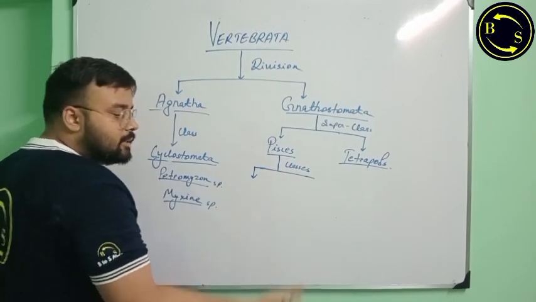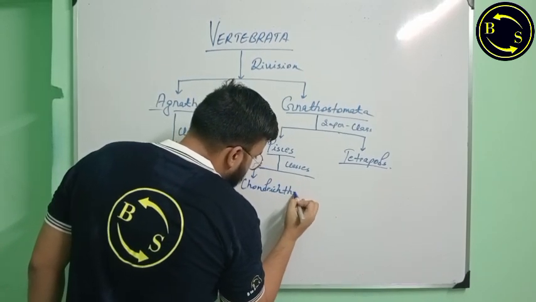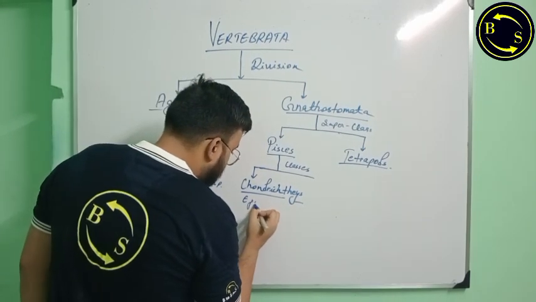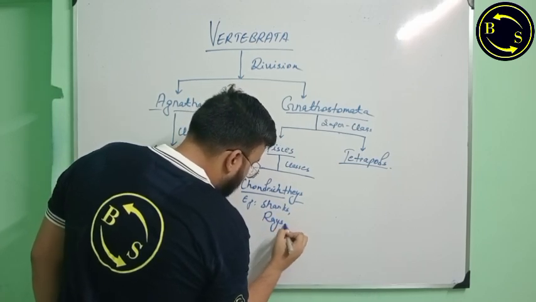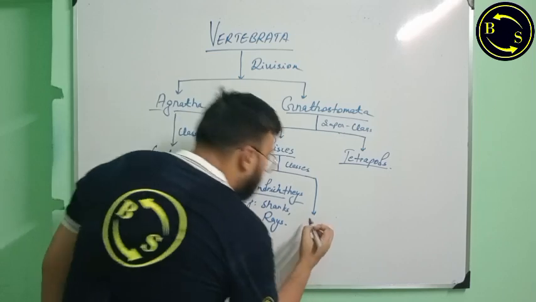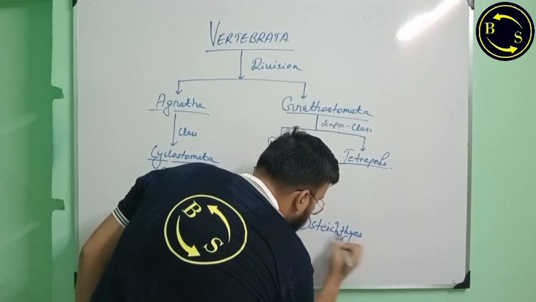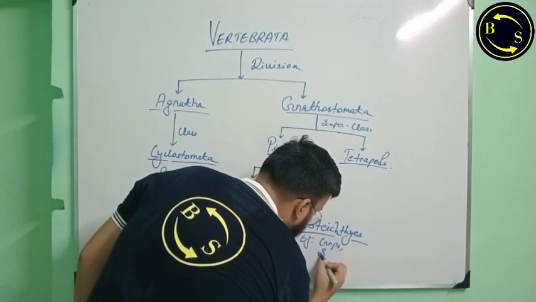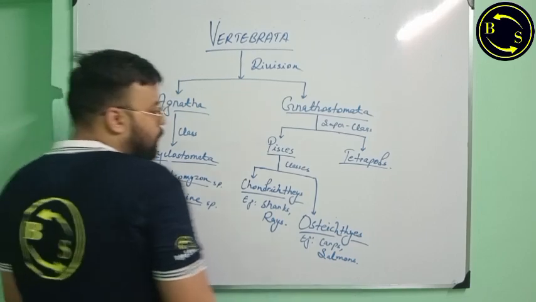Okay. Under fishes we have two classes. One is the cartilaginous fish called chondrichthyes. The cartilaginous fish. Example: sharks and rays. Okay, and we have the bony fishes or osteichthyes. These are the bony fishes. For example, carps, salmons, etc. And under tetrapods we have four classes.